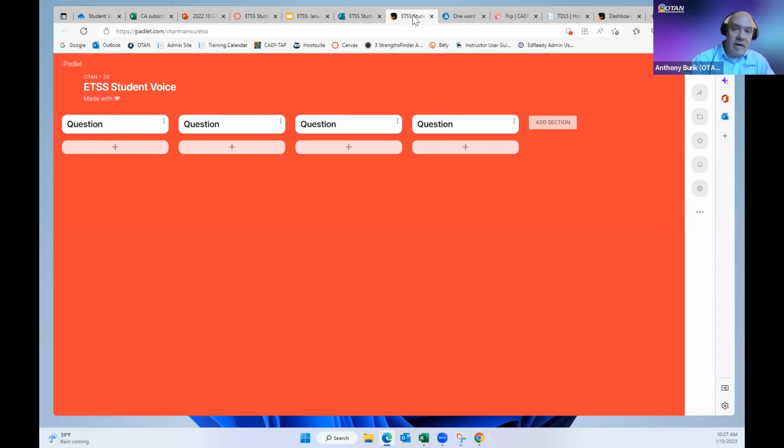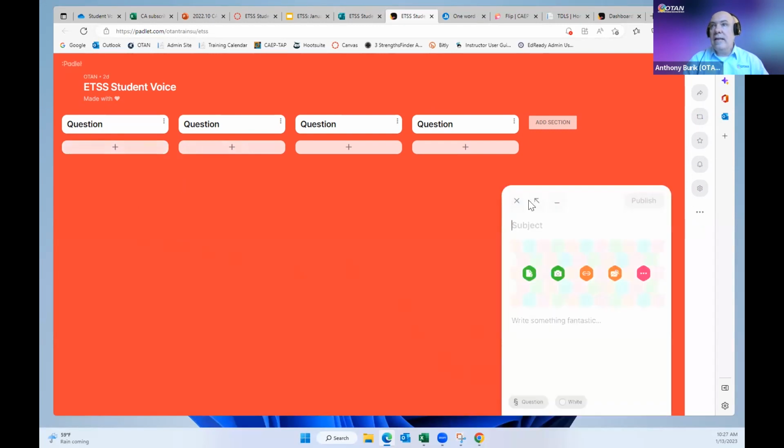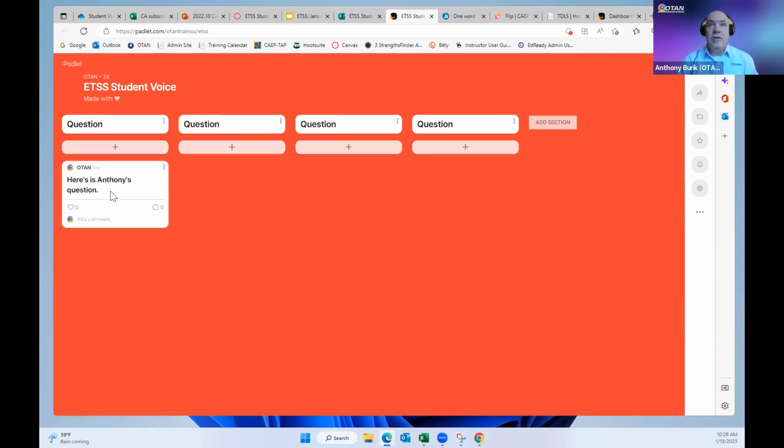After looking at those two charts, what are some questions that you might have for this group about the student voice types that we've just looked at? You have the ability to add those questions to the Padlet. If you see the plus sign, or a little plus mark in the corner, go ahead and click that. It pops up a little window where I can put my question. I'll just do an example: here is Anthony's question. I'll publish that, and now it shows up on the Padlet.